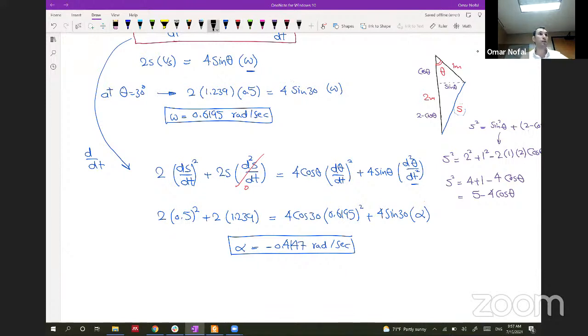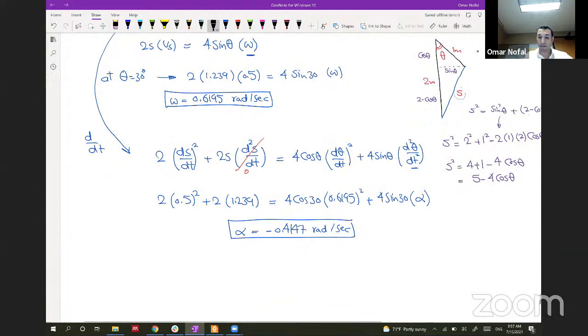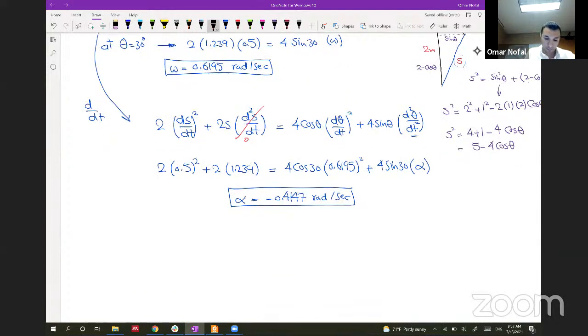So with this, let's start chapter 16.5. Relative motion analysis.